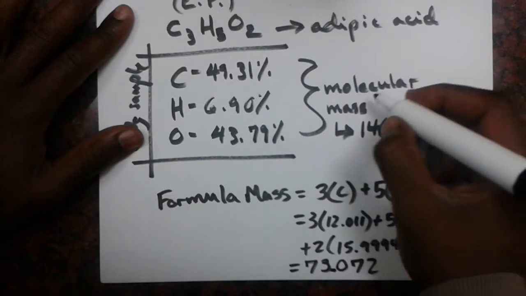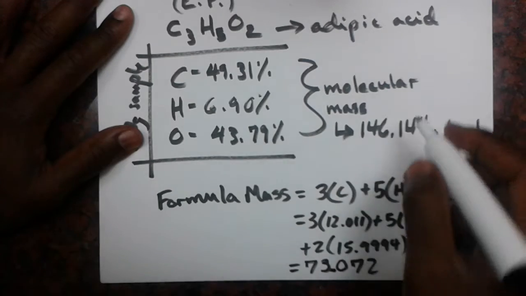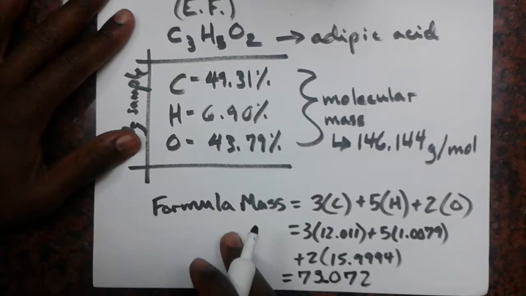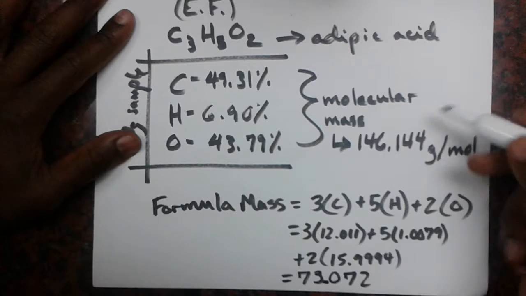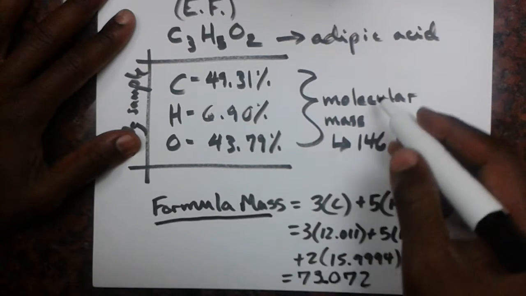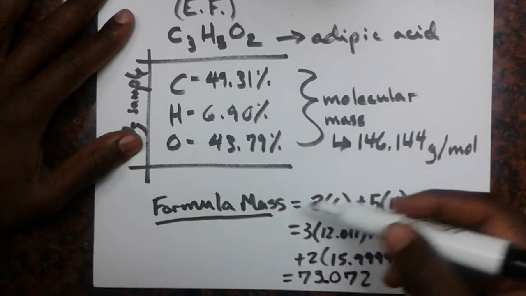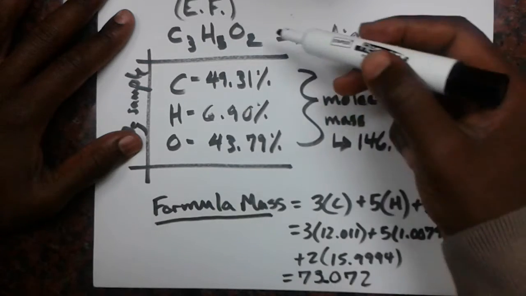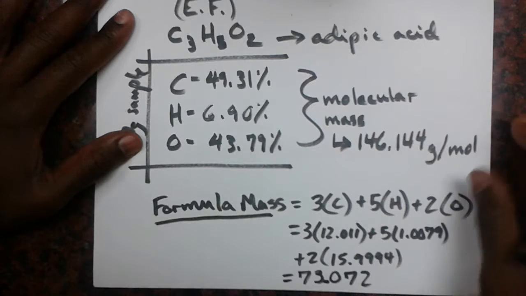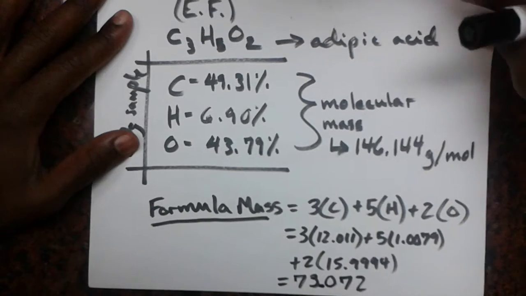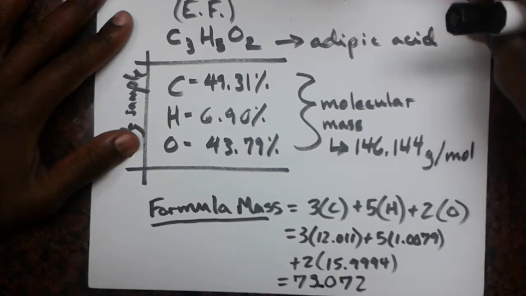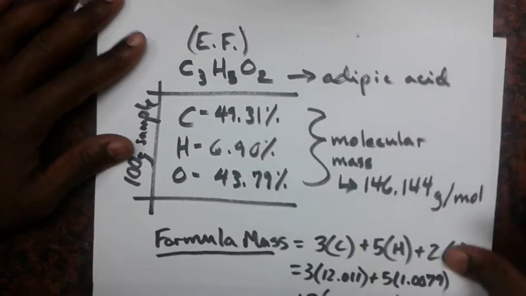So now we have a difference in our molecular mass and our formula mass. So we can take the ratio of our formula mass and our molecular mass, and this will tell us what scale we need to amplify our formula to convert the empirical formula to a molecular formula. So simply put, the molecular formula should reflect the molecular mass.